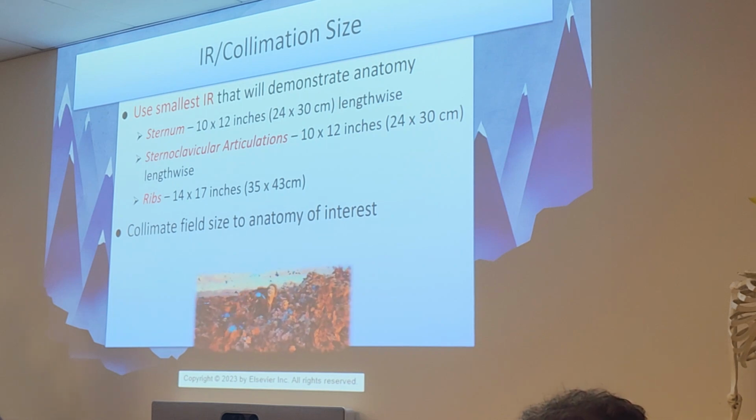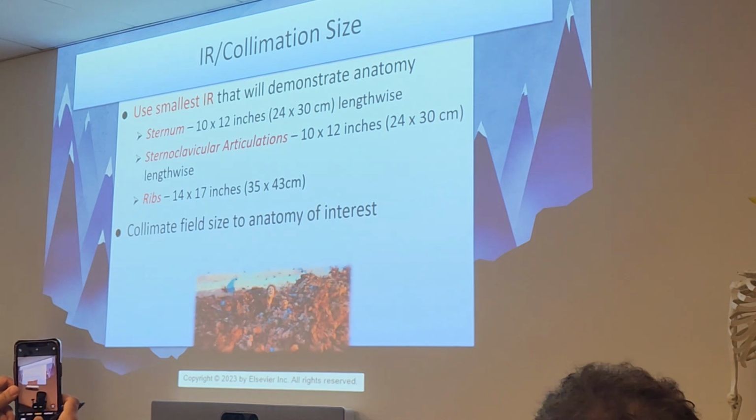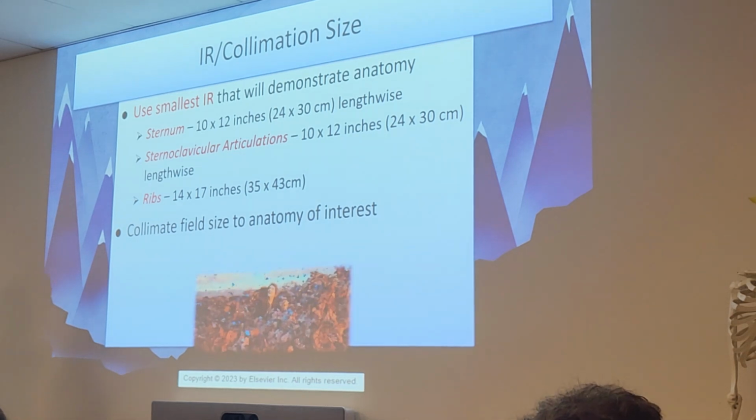All right. Anyway, let's get back on track. IR collimation size. Of course, guys, this has not changed, especially with last semester with the small extremities. We're going to always use the smallest IR that will best demonstrate the anatomy. That's going to optimize and give us the best quality images.